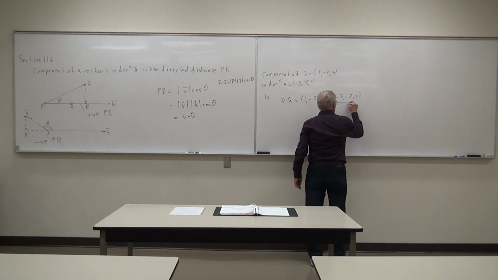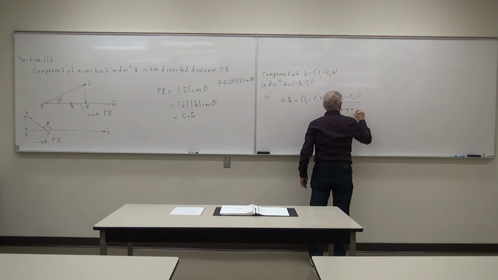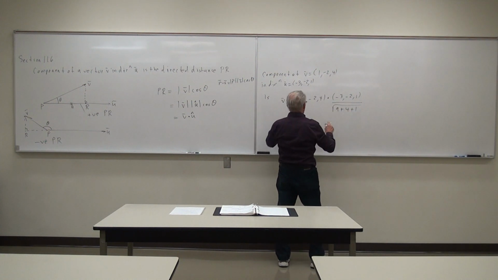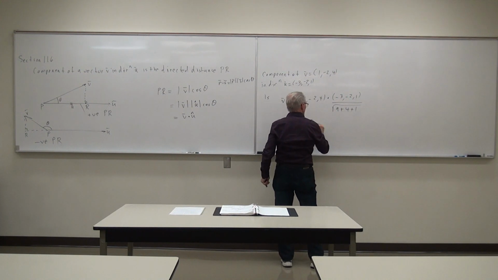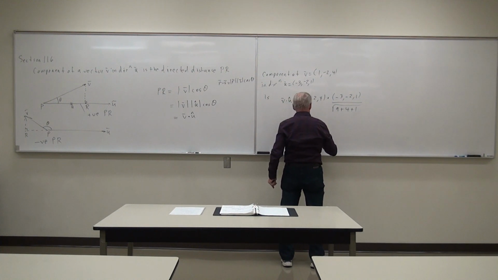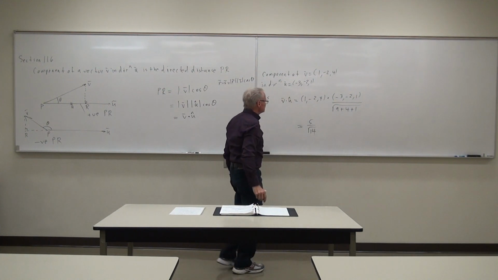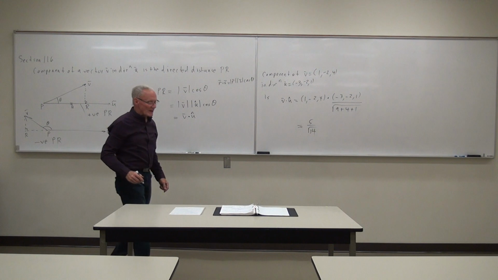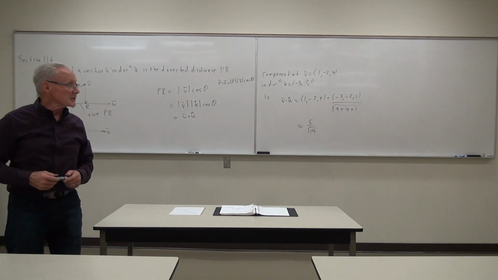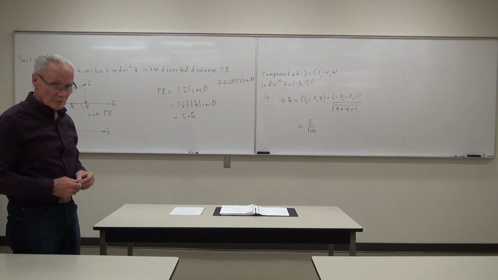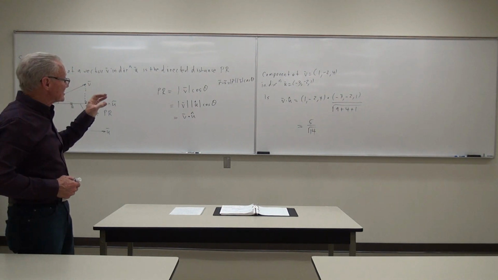That vector's length is the square root of 9 plus 4 plus 1. So take the dot product: I get minus 3, plus 4, plus 4, which is 5 over the square root of 14. So that's the component of the vector v in the direction u. Relatively straightforward. We're going to need that shortly.